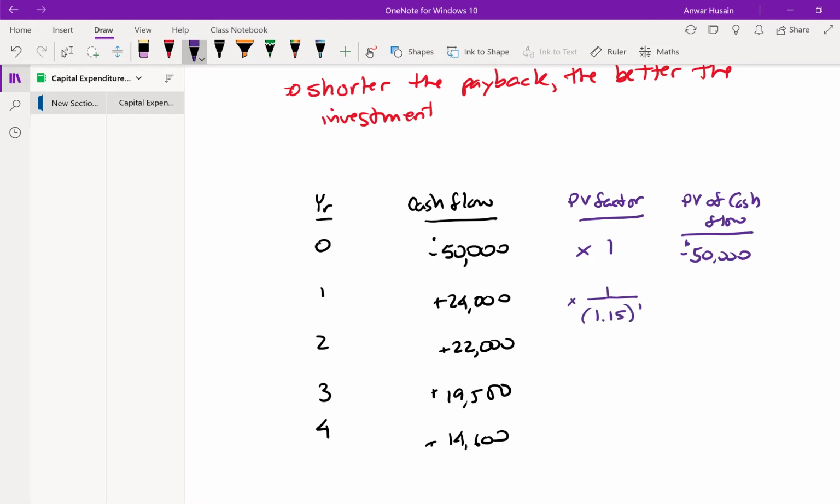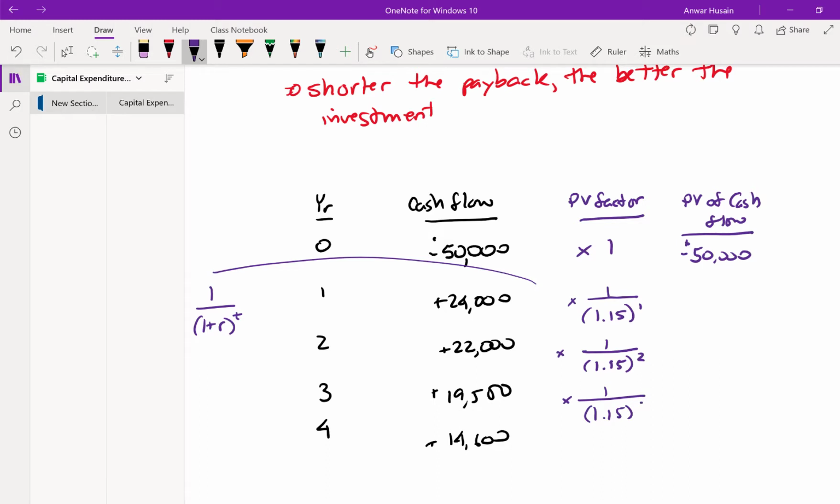Okay, so we multiply it by 1 over 1 plus the discount rate, 1.15, to the power of 1, because this is the first year. So this formula is essentially 1 over 1 plus r, which is the discount rate, to the power of t, which is the number of years that you're discounting. So the second year we multiply by 1 over 1.15 to the power of 2. Third year it's 1 over 1.15 to the power of 3. And then the fourth year is 1 over 1.15 to the power of 4.